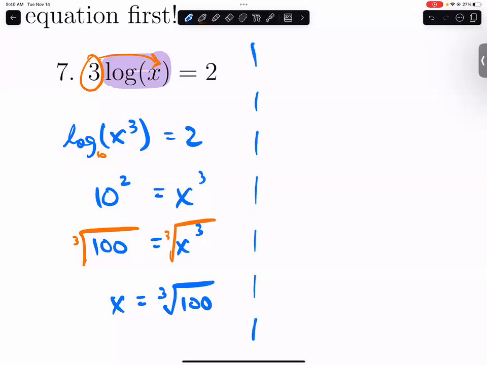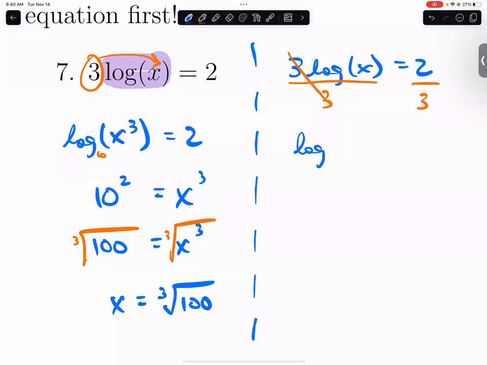Okay, and Ellie, you said divide by 3 first. Okay, let's see what dividing by 3 first looks like. So that's isolating the log term in a different way. So the log of x is 2/3. Now again, I've got the log term by itself, so let's rewrite it as an exponential. The base is still 10. So this would be 10 to the 2/3 is x.